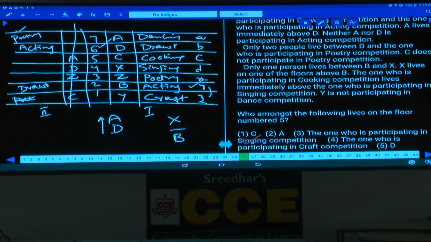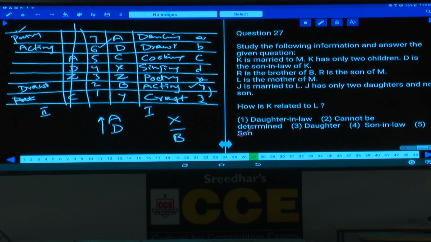Then question number 26, which among the following lives on floor number 5? Yes, so who among them is living on floor number 5? C, the person who is participating in cooking. C, the one who is participating in cooking, that is choice 1. And 26. Then question numbers 27 to 29.